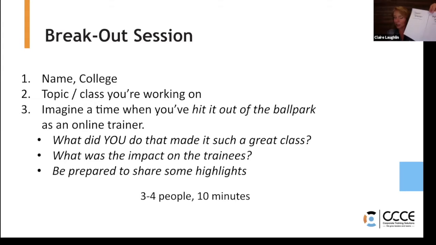Maybe somebody in your small group could grab a piece of paper and capture some things together, because when you come back, we're going to ask you to share. Some of you will be sharing out loud and other people will be putting it in the chat, but we're going to share some highlights about both the trainer behaviors and the impact on trainees. So let's get you set up in these rooms.